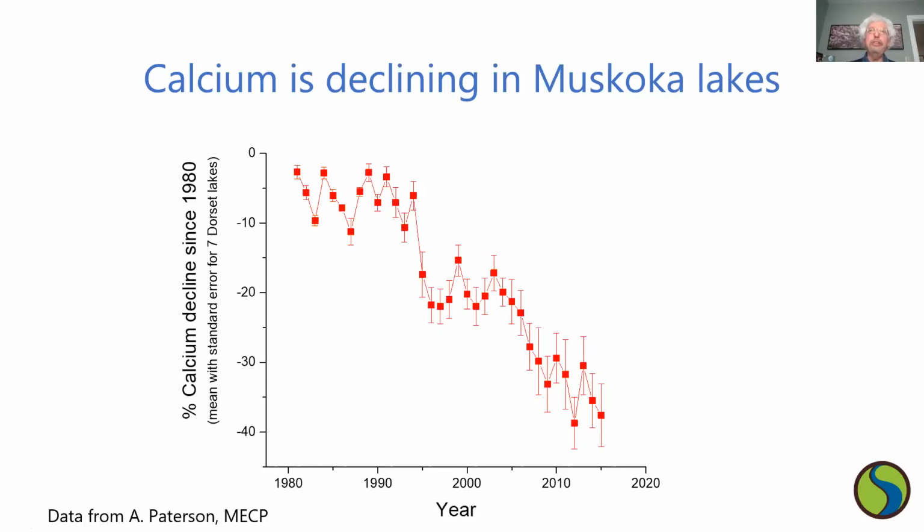And half of these lakes now have less than 1.5 milligrams per liter, 1.5 parts per million of calcium. And that's a level at which calcium-rich animals in the environment start dying. And that is actually widespread across the watershed.